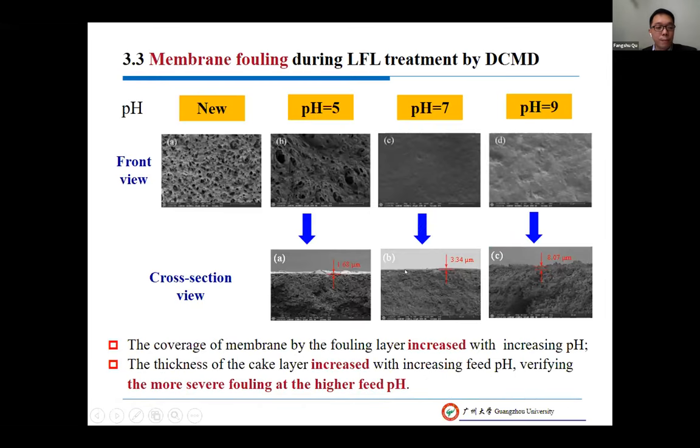To get insight into the fouling, the fouled membrane was characterized by SEM and FTIR. We can find that the coverage of the membrane by the foulant layer increased with increasing pH. And we can find from the cross-section view that the thickness of the foulant layer also increased with increasing feed pH.